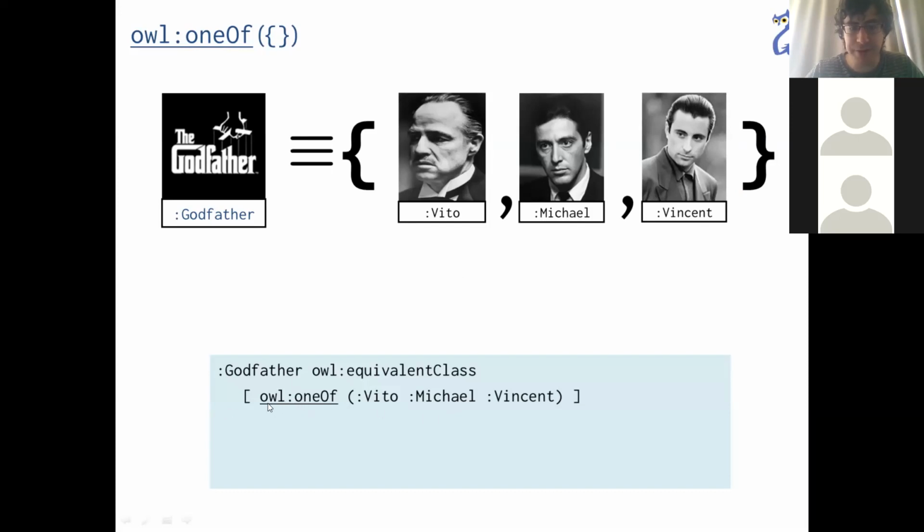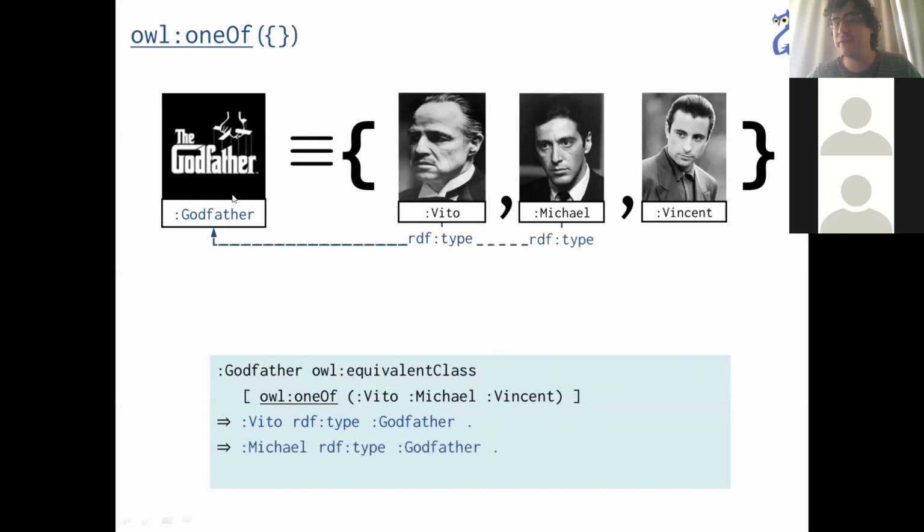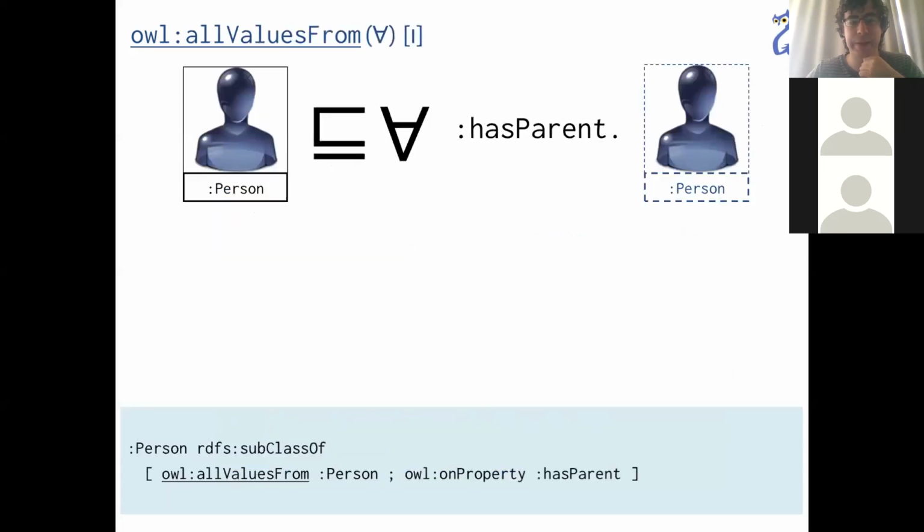Okay, so we use this in Turtle. Our syntax will write one of. So Godfather is equivalent to this collection of entities here. There's lots of things we can infer from this, but the most basic thing is that all of these elements here of the class are instances of the class, right? There are some more complex inferences that we'll have to come back to, or I'll show some examples later. But we can infer at least this for the moment.